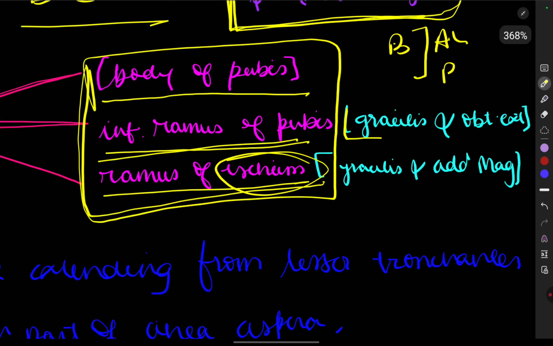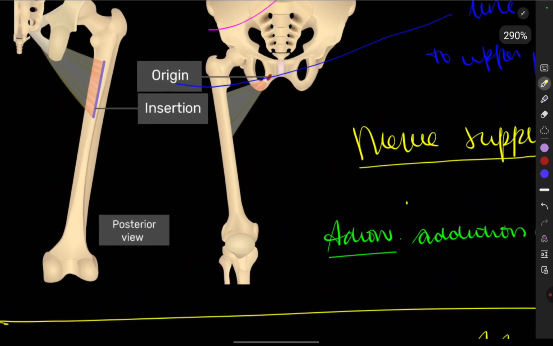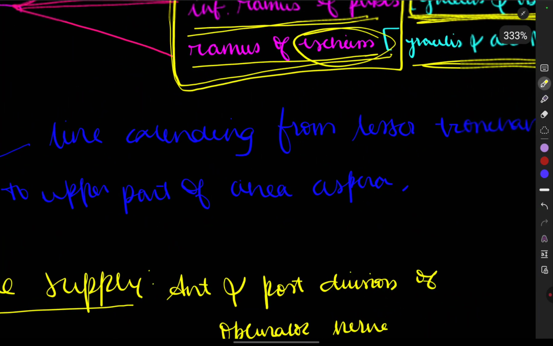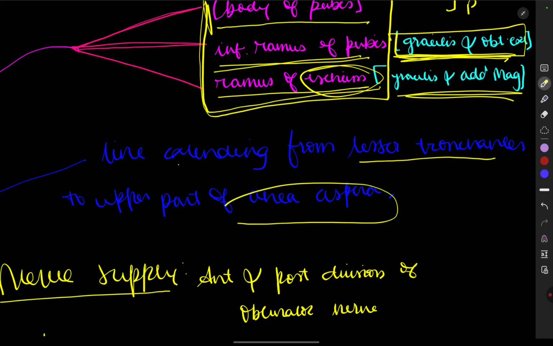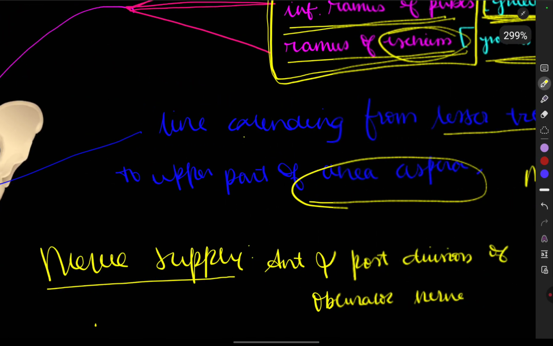Not very important to remember these muscles. It is supported by the gracilis and the obturator externus and the adductor magnus. The insertion of this muscle is again on the posterior surface of the femur. It is on the line extending from the lesser trochanter to the upper part of the linea aspera on the medial side. We saw that this is the greater trochanter on the anterior side, and this is the lesser trochanter. This is a line from the lesser trochanter to the upper part of the linea aspera, so on the medial side it is inserted there.